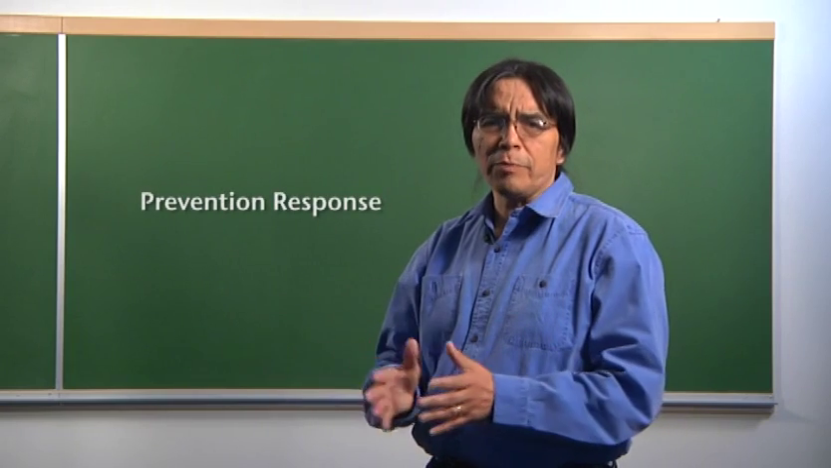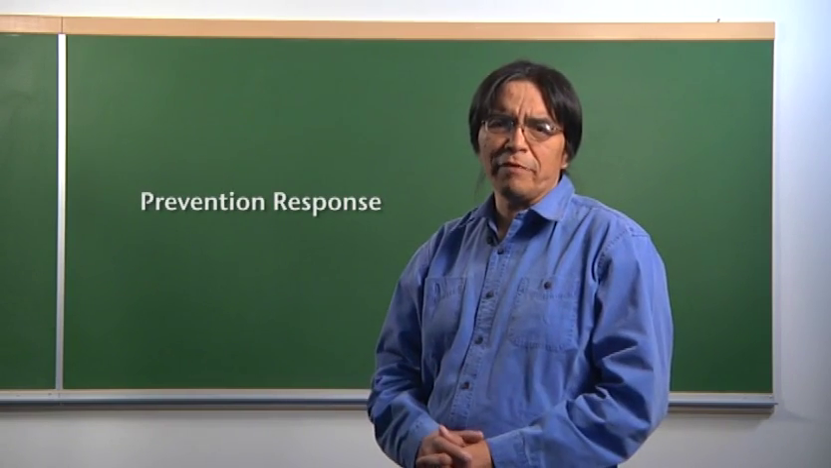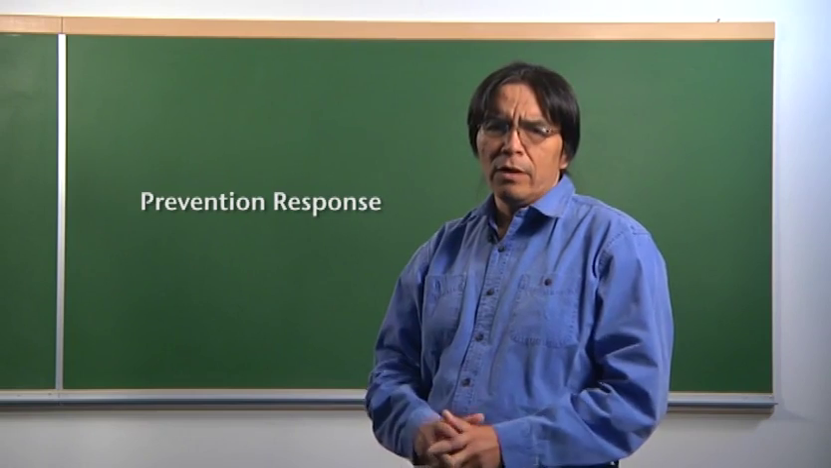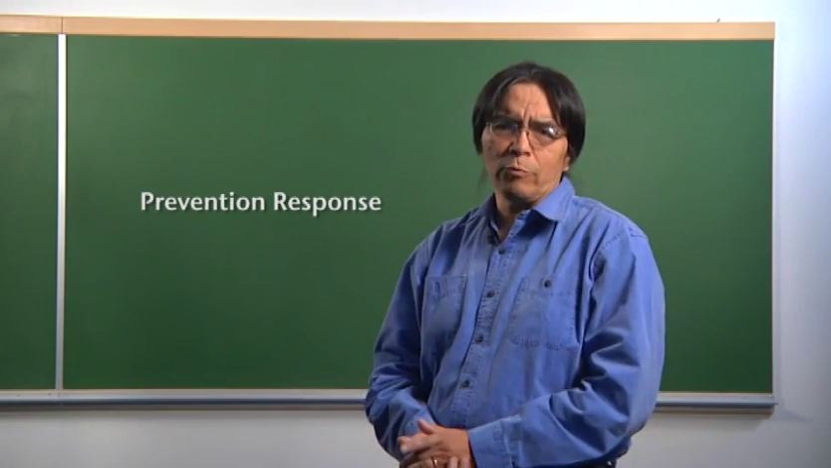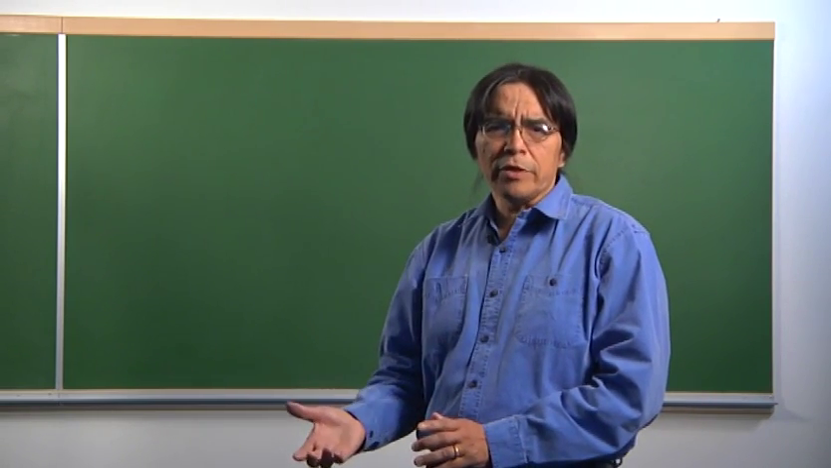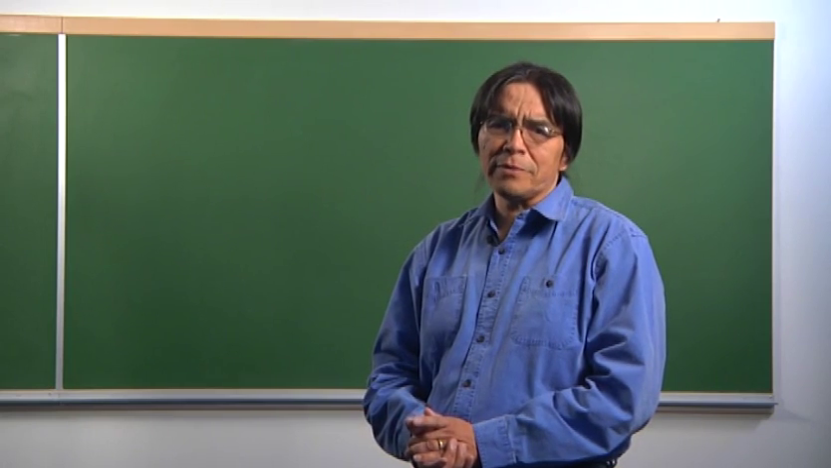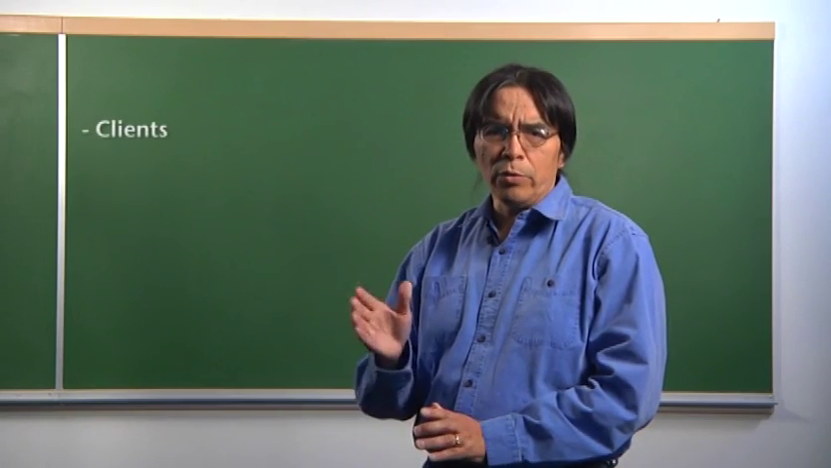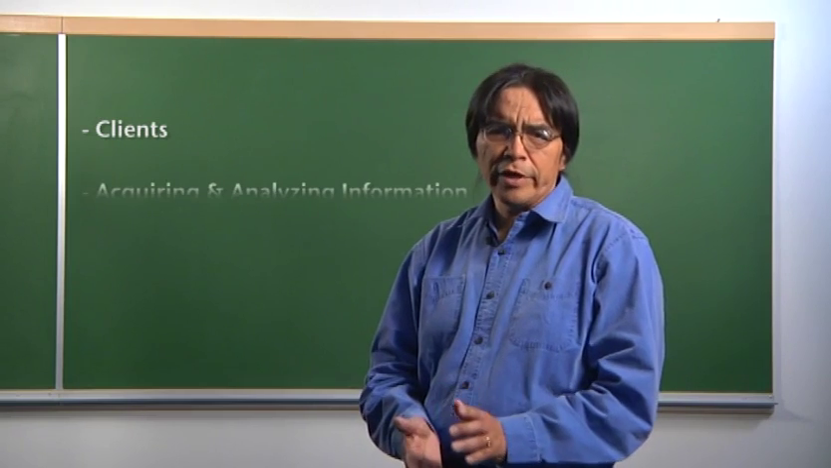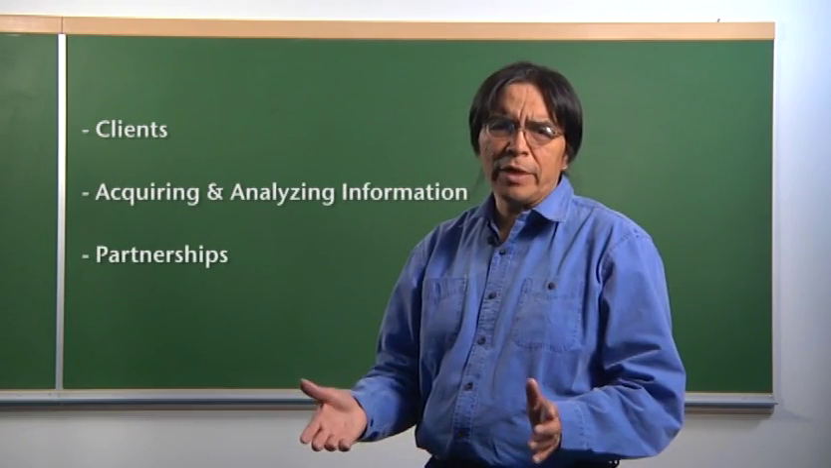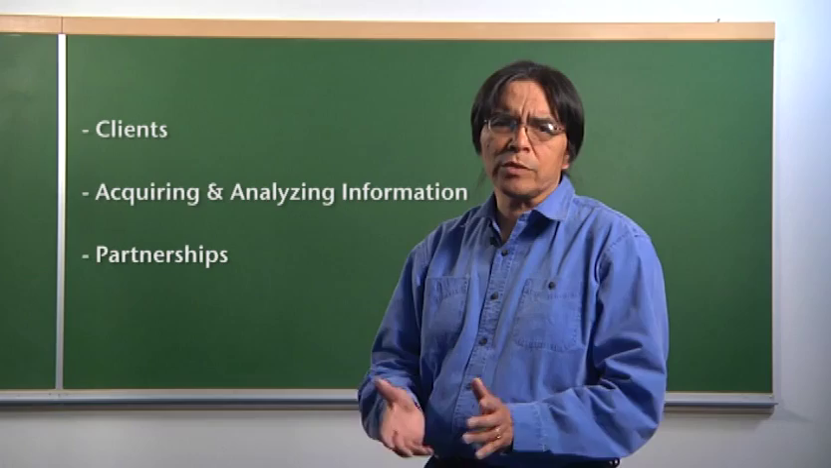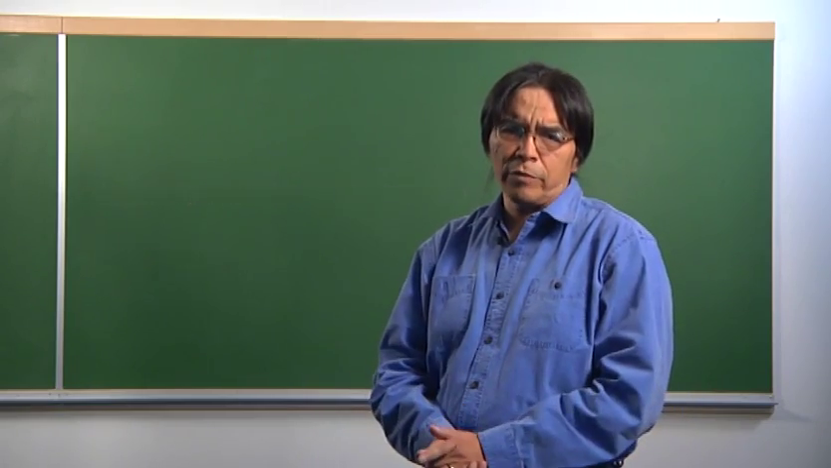A prevention response means trying to prevent a problem from happening in the first place, or trying to stop a problem from getting worse. You can do this by going through the first 3 steps of the CAPRA model: knowing your client, having the right information, and choosing and maintaining partnerships and trust within your community and the workforce.